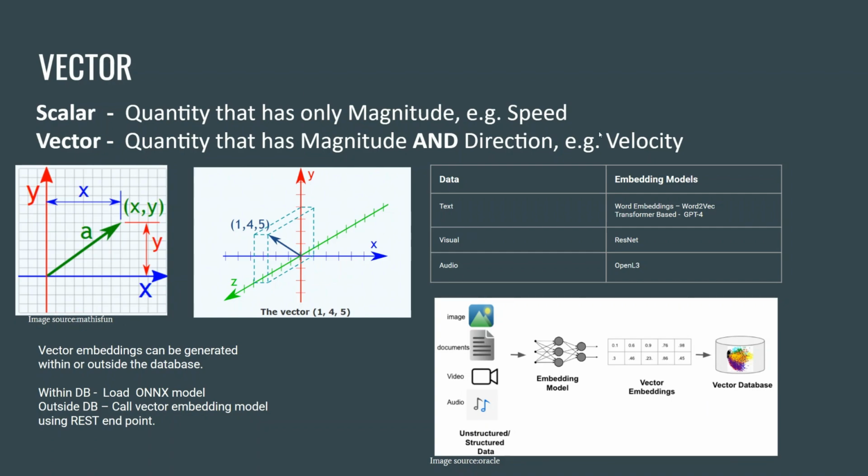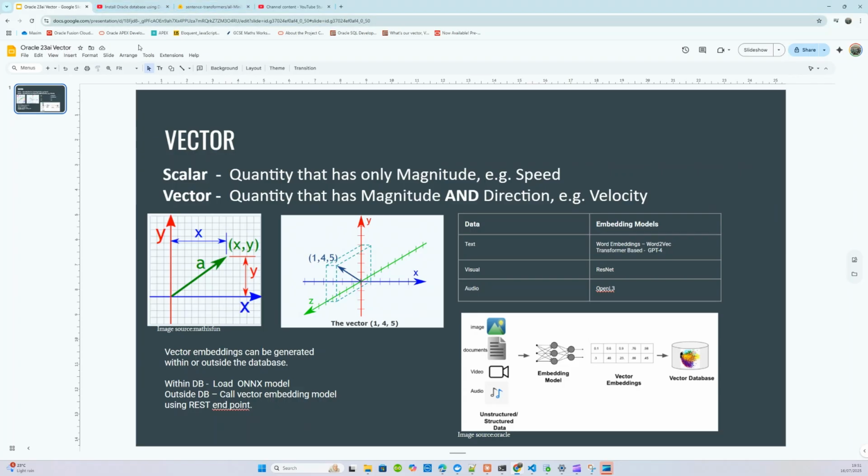Okay, so now this is the theory of it. Hope you got a basic understanding of what a vector is and what an embedding is. Let's look at what we can do to load these models into the database and generate embeddings.